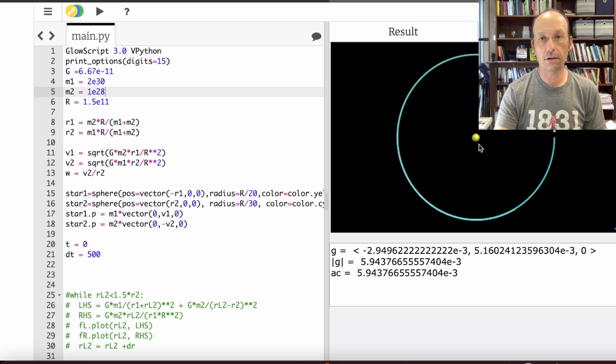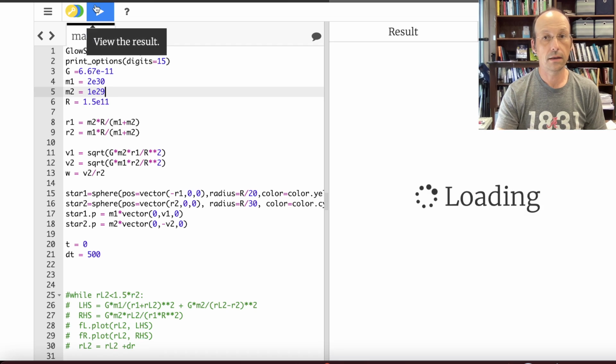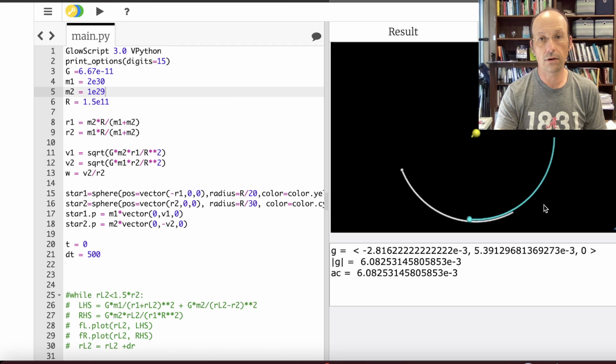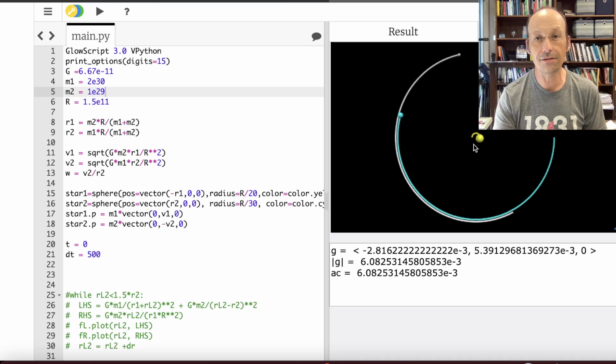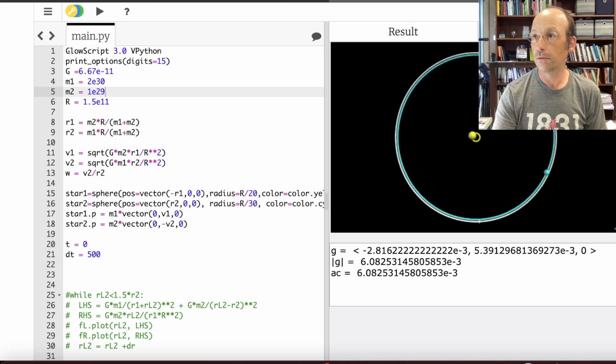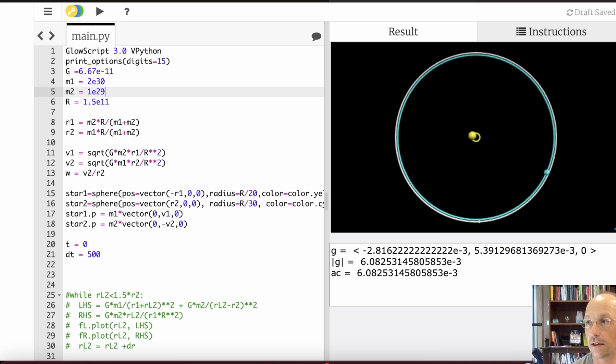I don't see that other thing moving too much, but I think it is moving. Let's make it a little bit bigger. 29th. Okay, now you can see that they're not at the same distance. And you can see also, oh, my picture's in the way. Let's move that, I'm sorry. No one wants to see that.